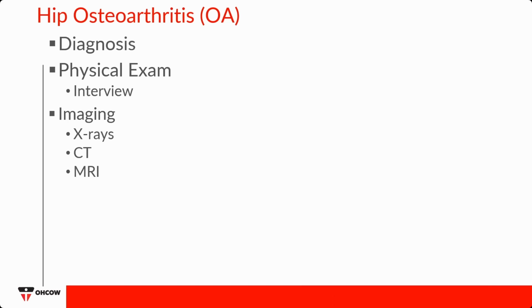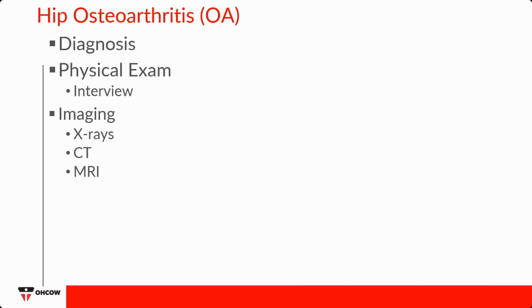So during the physical examination, there may be decreased range of motion, there may be tenderness, active and passive range of motion may be decreased, there may be crepitus, there may be pain when you put pressure. You'll have to look at your patient walking and the gait may be altered.